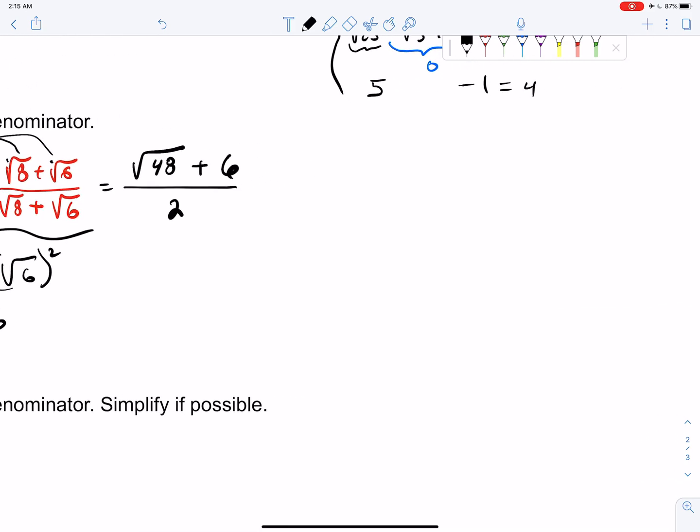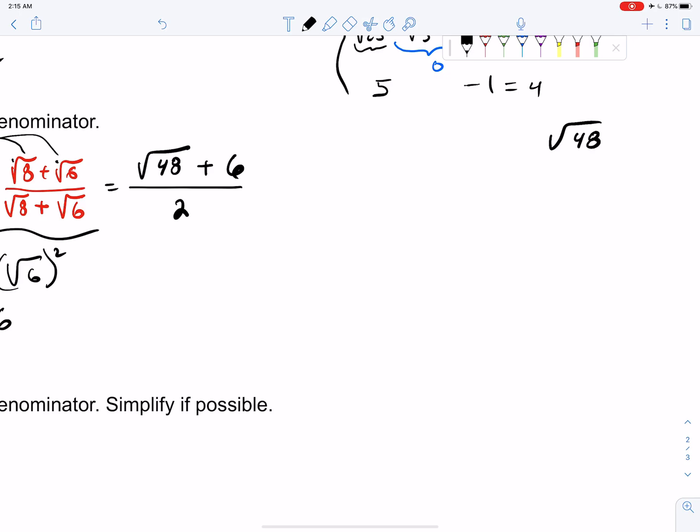Now, we do need to identify the square root of 48. Is there a perfect square factor in there? How about the square root of 9 times this? Nope. Wait, what is it? The square root of 48, what's in there? I believe there's a 16 in there, if I think about it a little more. 16 times 3 is 48. So yes, there definitely is a perfect square because 16 is a perfect square, right? Square root of 16 is 4. So I can rewrite the square root of 48 as 4 square root of 3 plus 6 all over 2.